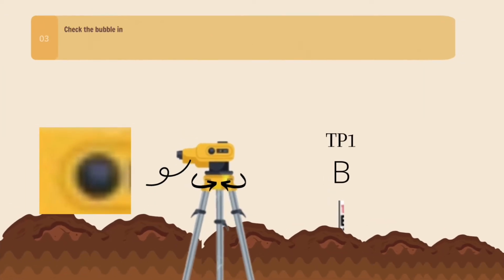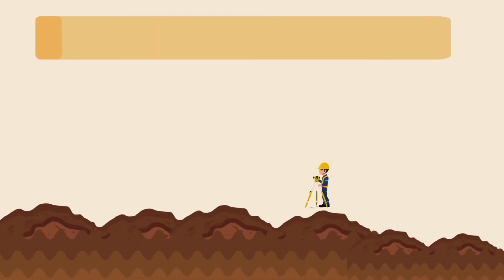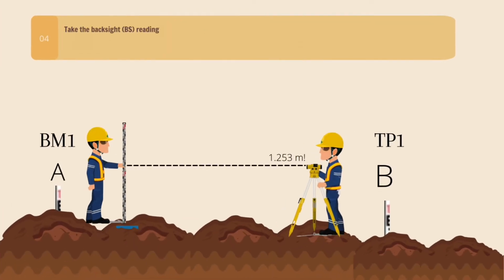Step 3. Check the bubble in the vial of the level if it is in the center. If not, adjust the screws by rotating clockwise or counterclockwise. Take the backsight reading of point A where the leveling rod is being held vertical with the aid of a plumb bob.